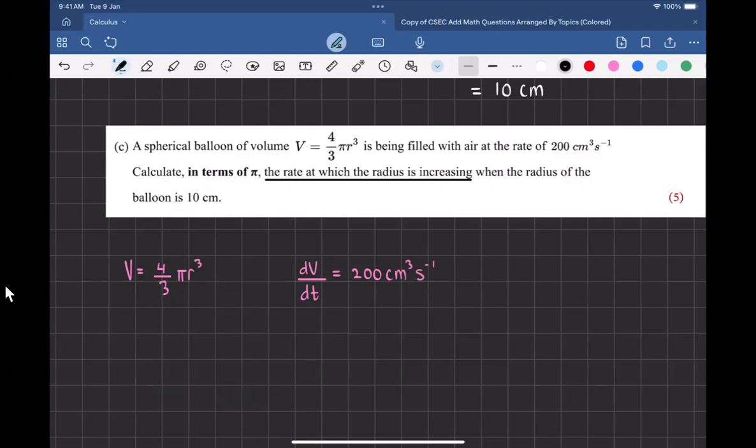Yeah, so Aliyah, let me continue. So they want us to figure out the rate at which the radius is increasing. So what do they want us to find then? What over what? What do they want us to find? Rate of change. Say that again? I'm not hearing you. No, I'm talking to myself. Okay.